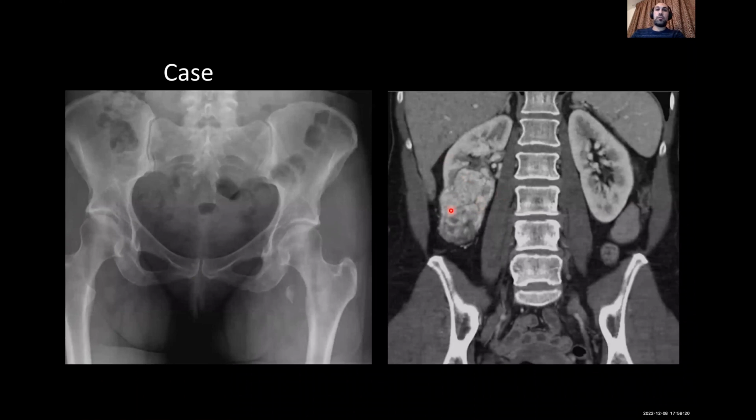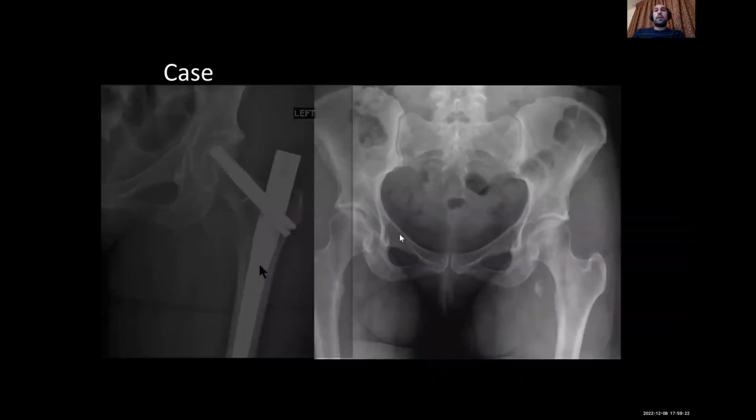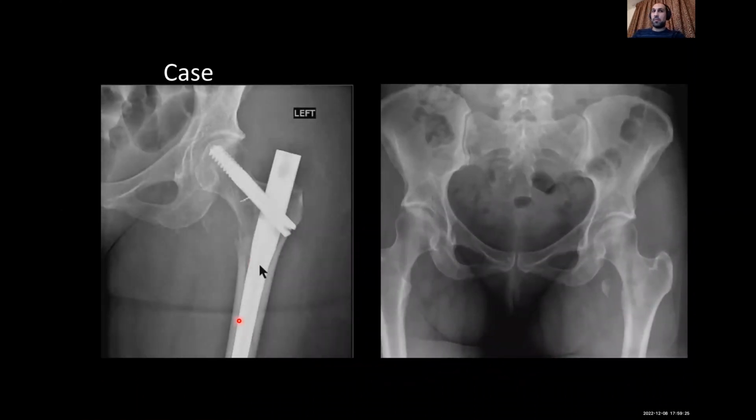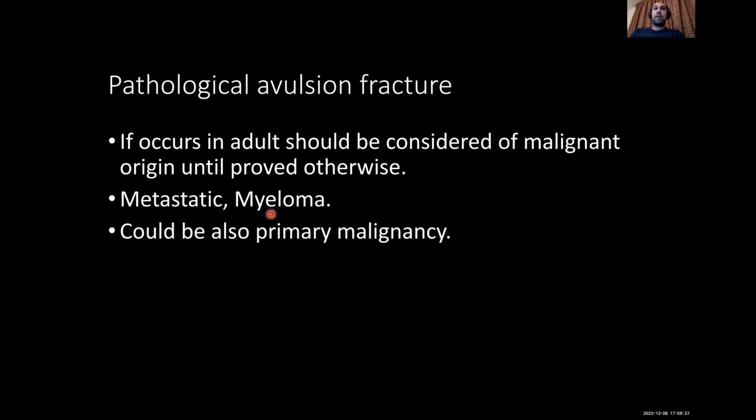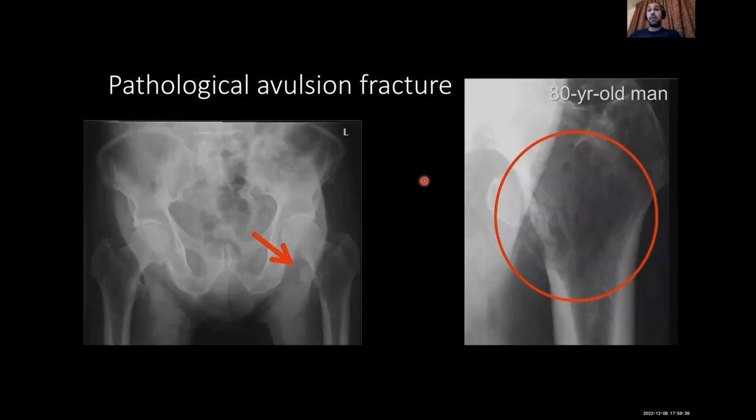Here is renal cell tumor, and this is the treatment. Pathological avulsion fracture of the lesser trochanter. When you find a lesser trochanter avulsion in old age, it is malignant until proved otherwise, either myeloma or metastatic. I'm sorry, I will try to wrap up the rest of the tumors.